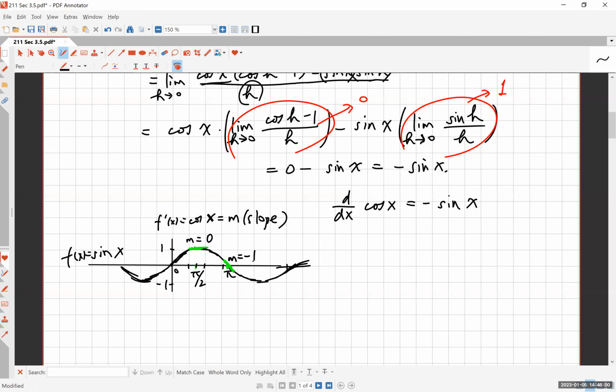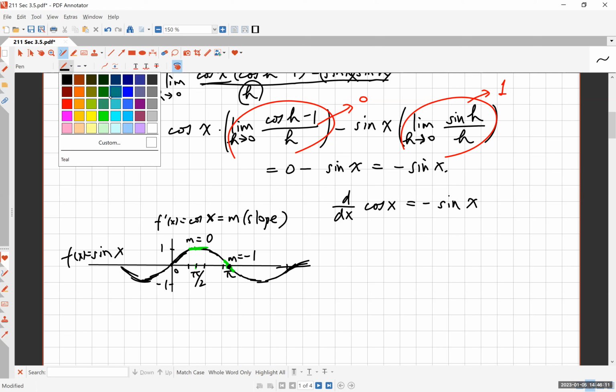It's -1. Okay, so the slope of the sine function right at this point, pi, comma 0, turns out to be exactly -1. You didn't know that, did you? The rate of change of the sine function at pi is exactly -1. The tangent line has the slope of -1.